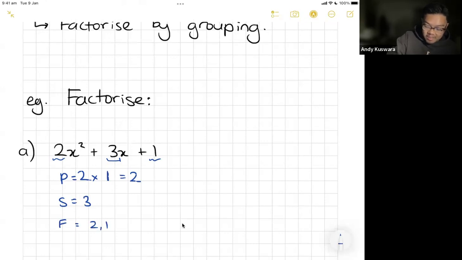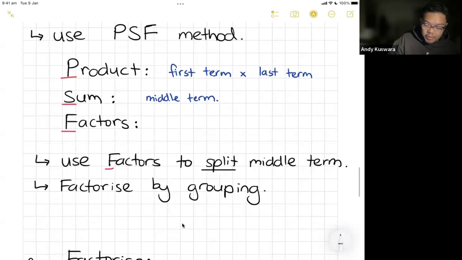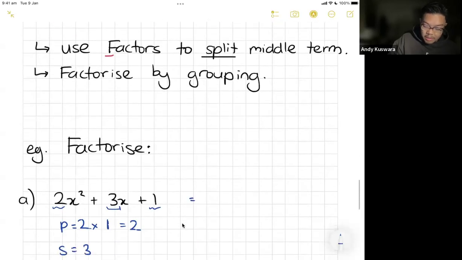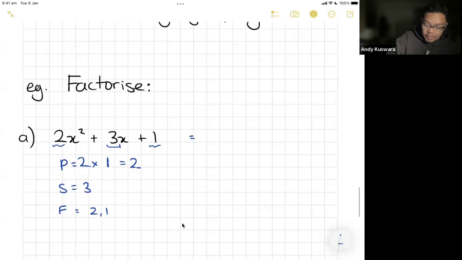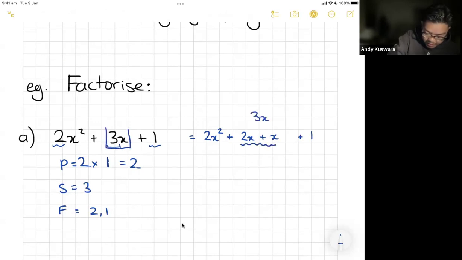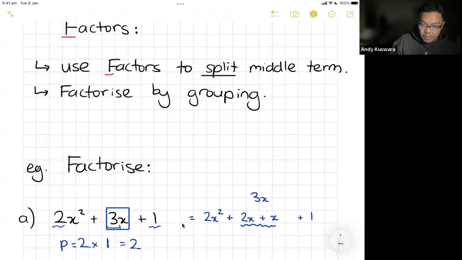Now with that, I've done this first part. I've done the PSF, altered so that it's the first term times the last term. Now, I want to use the factors to split the middle term. What I mean by that is I'm going to rewrite it. I'm going to say 2x squared, but instead of writing plus 3x, I'm going to write plus 2x plus x, and then plus 1. Can you see that this is still 3x? It's just that I have now split the middle term into these two different terms.